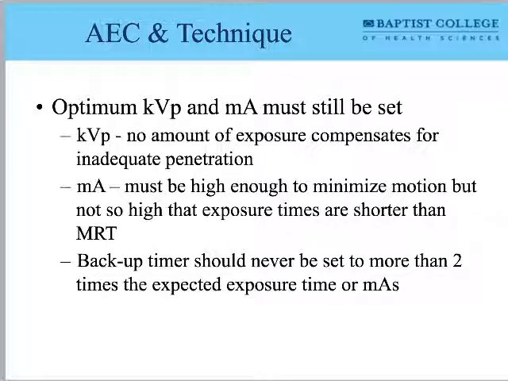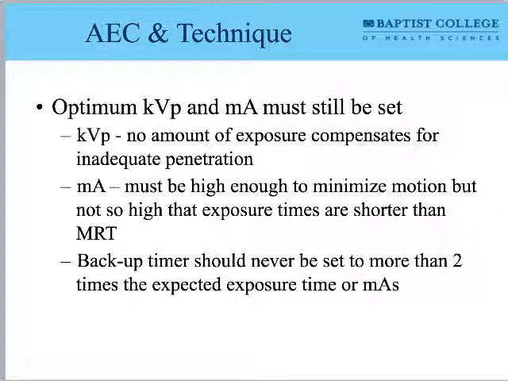All the automatic exposure control controls is time. It does not control mA, and it does not control kVp, and it does not control your patient positioning. So if you didn't do any one of those three things right, the AEC is going to start to work against you. That's why we need to talk about it.